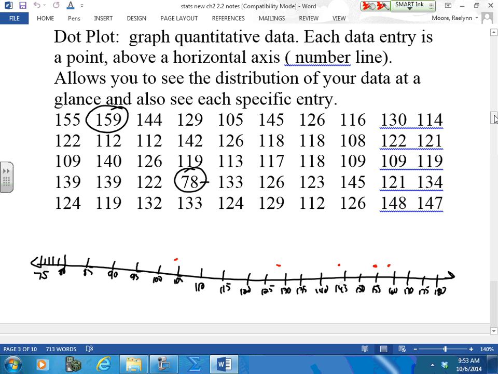145. For each one of these, 126. You keep going with your dots. 116. 130. 114. 122. Did we have a 122 or not? 112. Okay, now, here's two 112s.